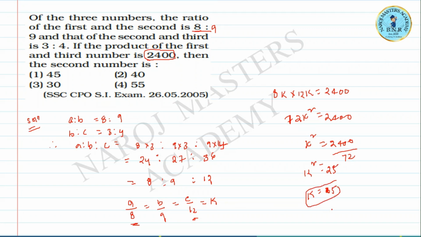Put this value in the second number. What is the second number? 9k. Put this value of k: 9 into 5, 9 5s are 45. The option 1 is correct. Next question.